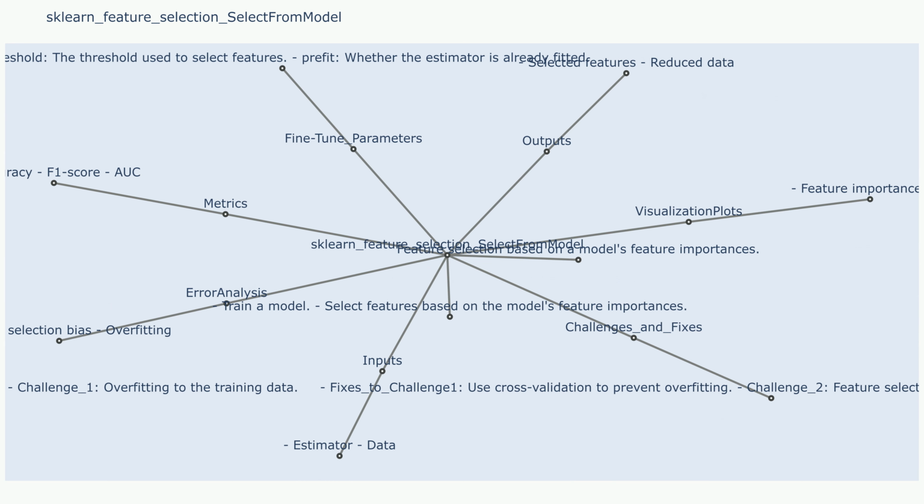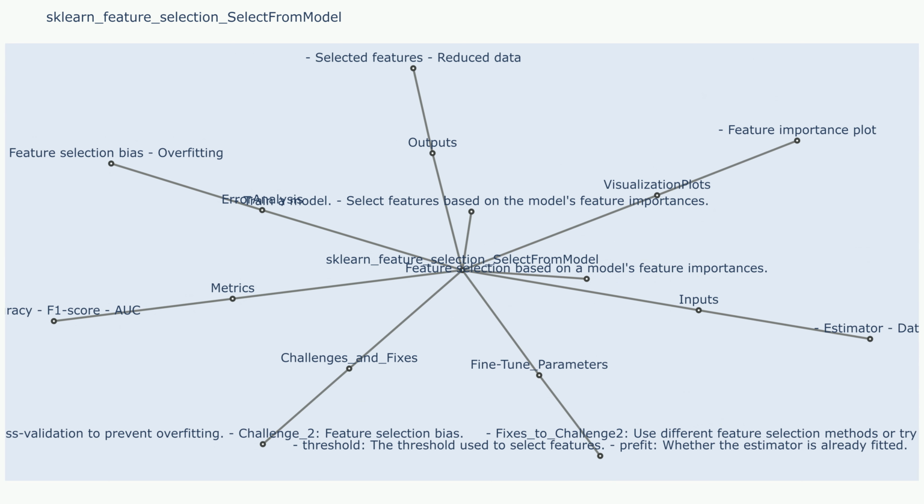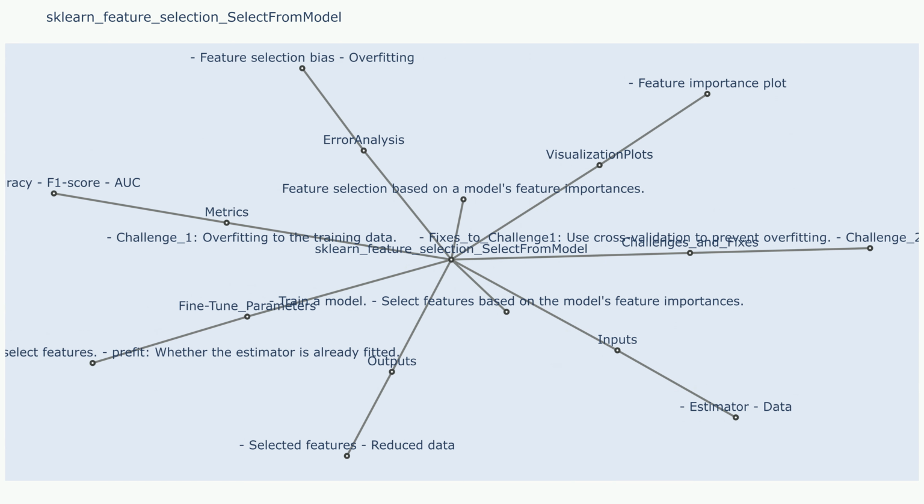Fixes: regularization techniques like L1 and L2 regularization can help prevent overfitting by penalizing large weights. Feature scaling: scaling features to a common range can improve the model's performance and reduce the impact of features with different scales. Cross-validation: use cross-validation to evaluate the model's performance on unseen data and identify overfitting issues.